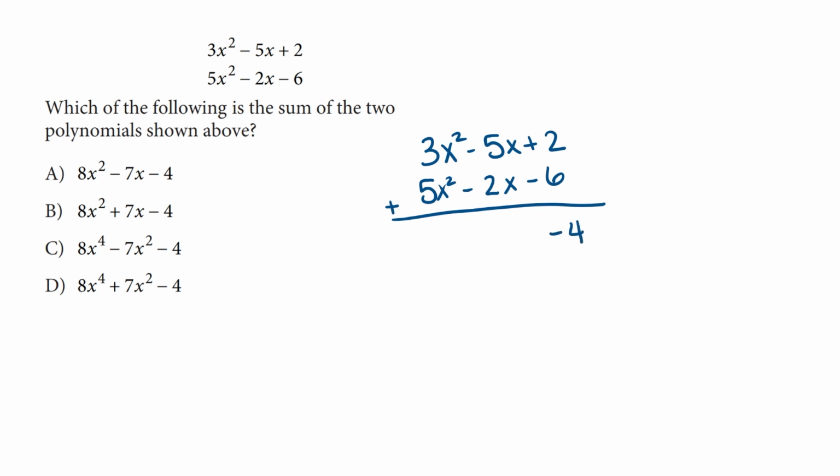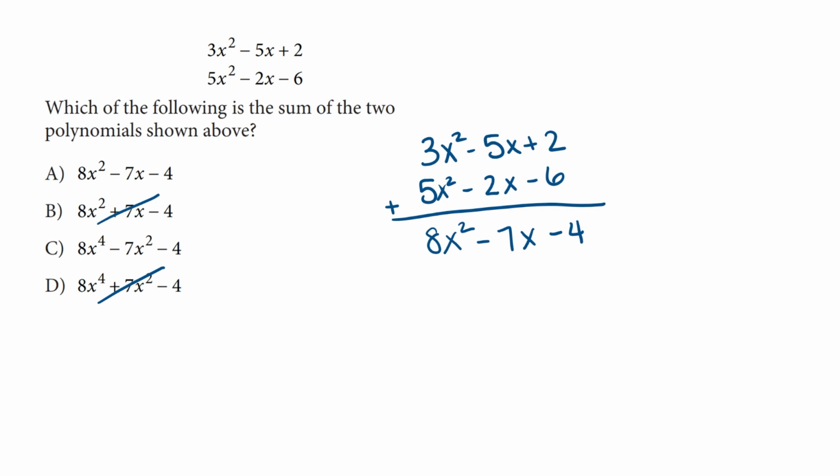We all have negative 4 in our answer choices. Negative 5x plus negative 2x is going to be negative 7x. So right from there, we can start to eliminate some of our answer choices. We have a positive 7x in B and a positive 7x in D. And then last, we have 3x squared plus 5x squared is going to be 8x squared. So our polynomial is 8x squared minus 7x minus 4.